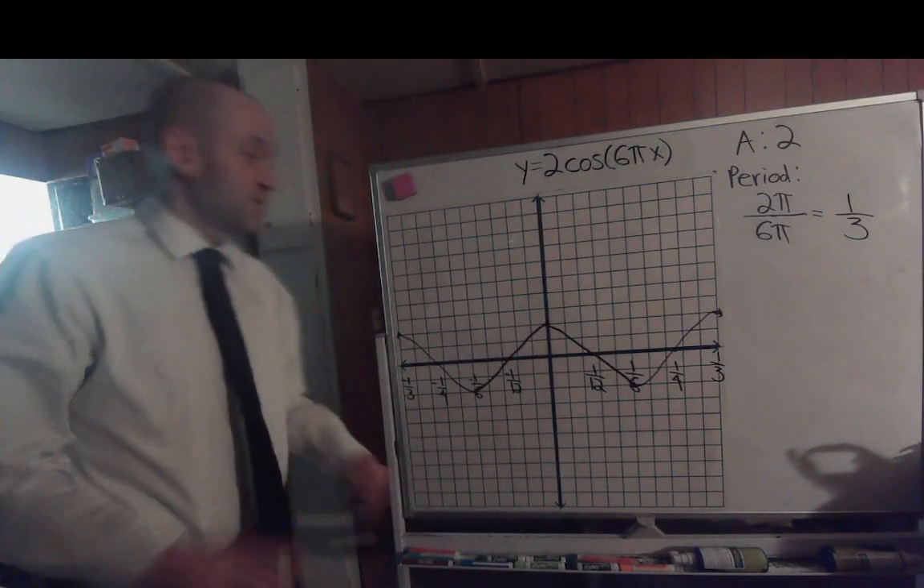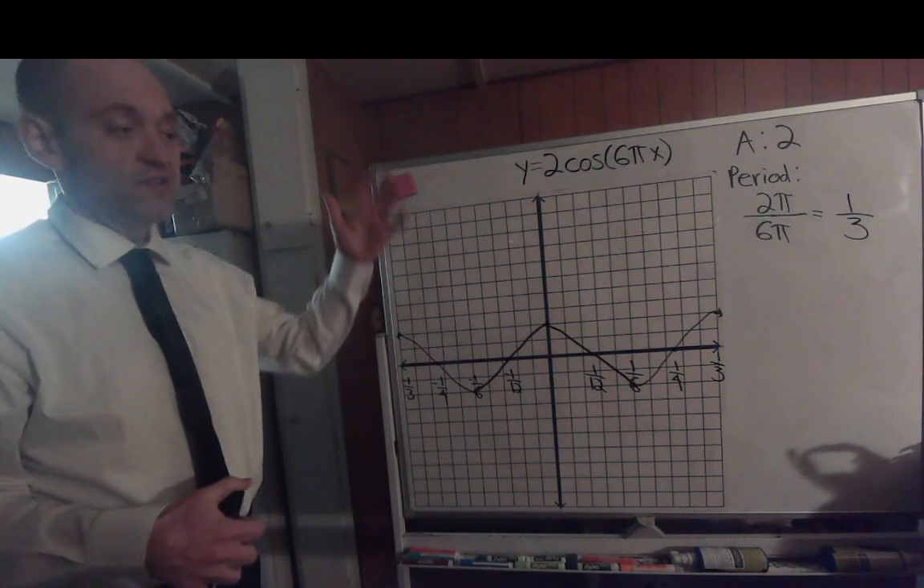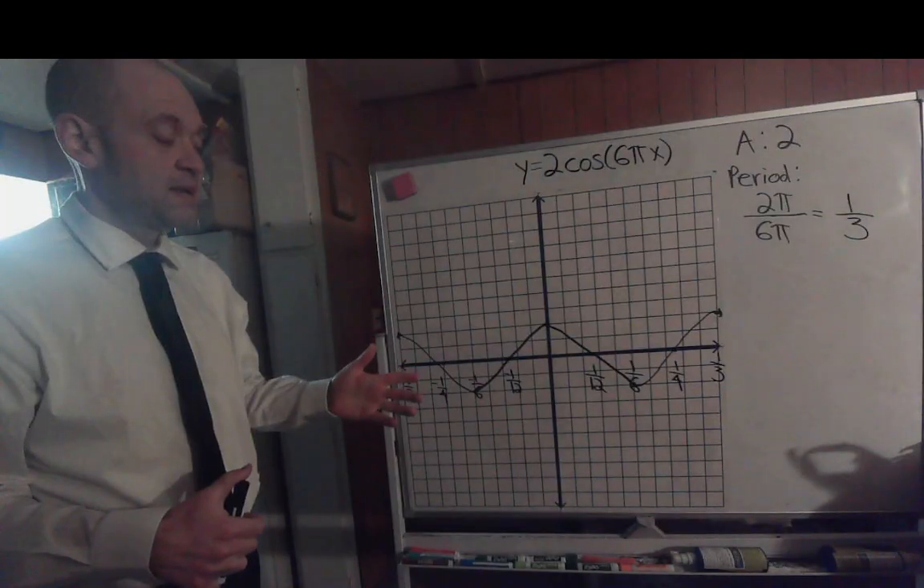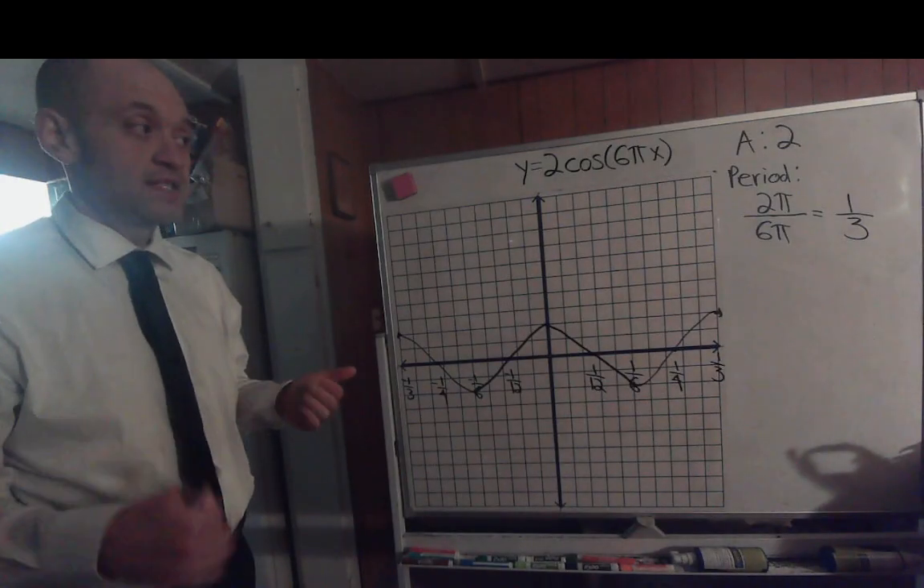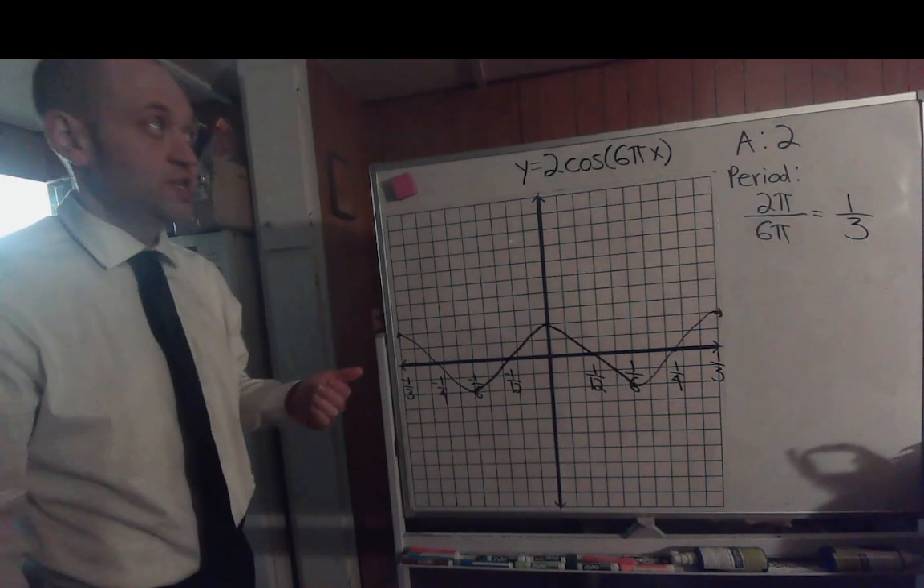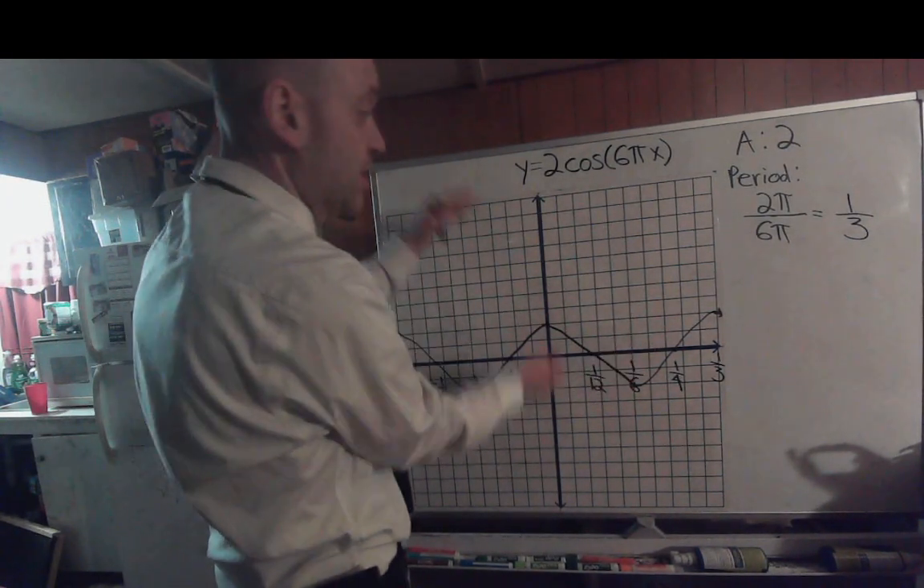So that's it for the standard graphs, your basic graphs of sine and cosine with different stretches and shrinks. The next lesson we're actually going to do reflections and transformations of the sine and cosine functions, which will shift things right or left or up or down.